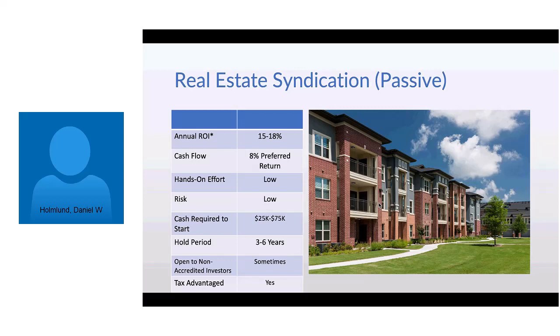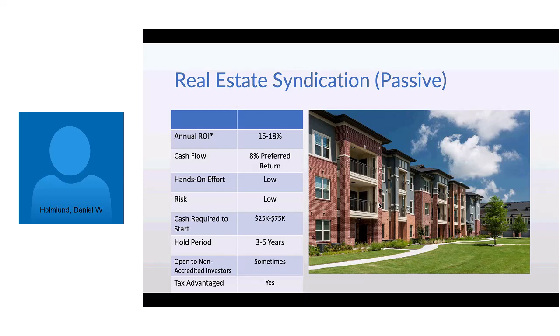For the passive investor, it is entirely hands-off. The only thing you need to do is identify the group and the investment and decide to invest or not. Once you have invested, there is nothing to do other than receive updates and receive checks. The cash required to start: most syndications that I've seen are around 50 to 75K. There are some that go down to 25K. Many of them go much higher, starting at $100,000 or $200,000 for an initial investment.